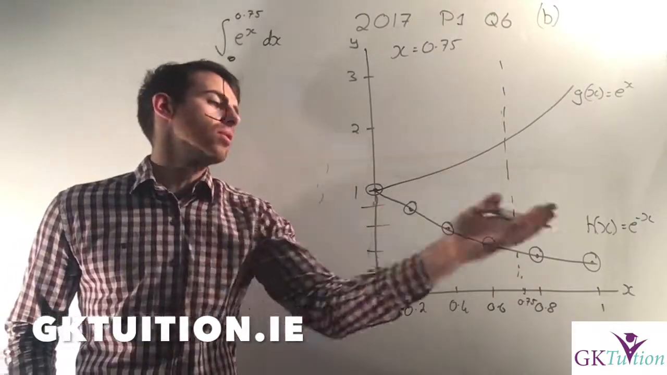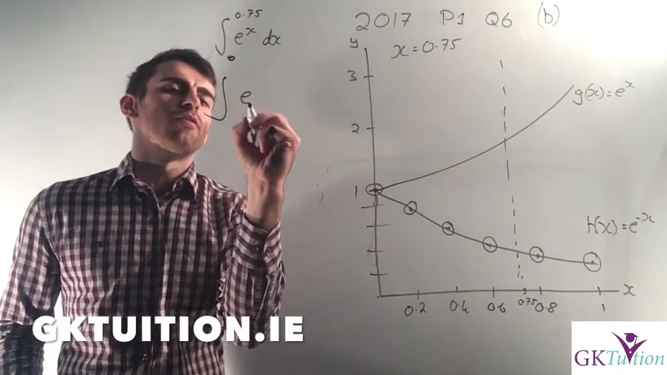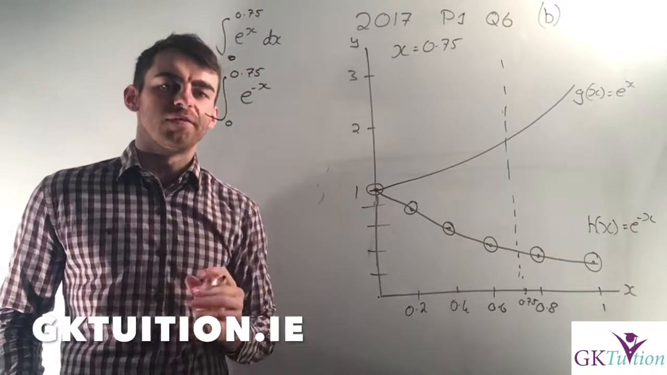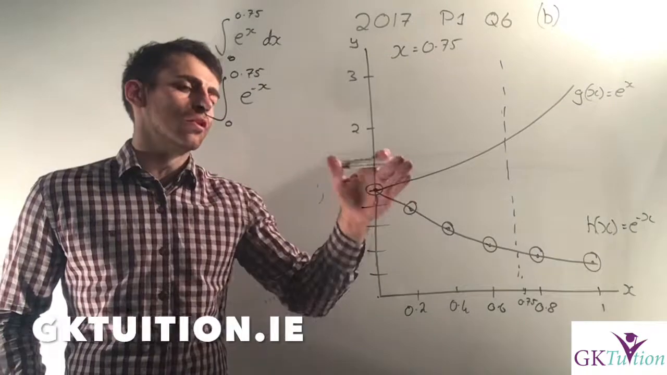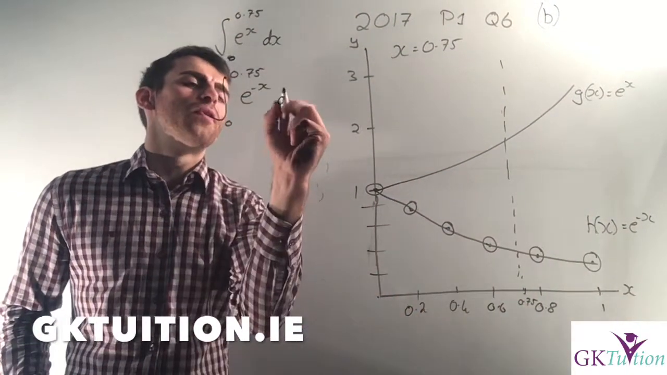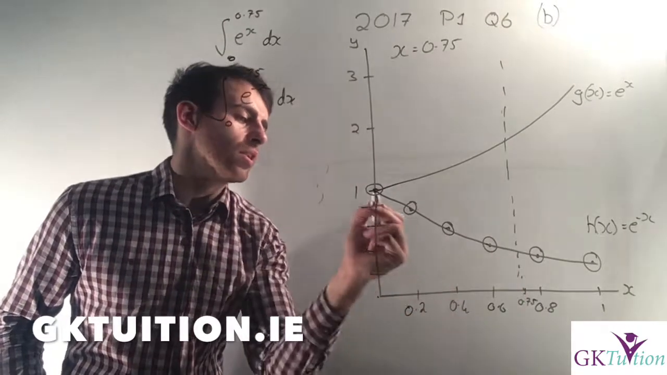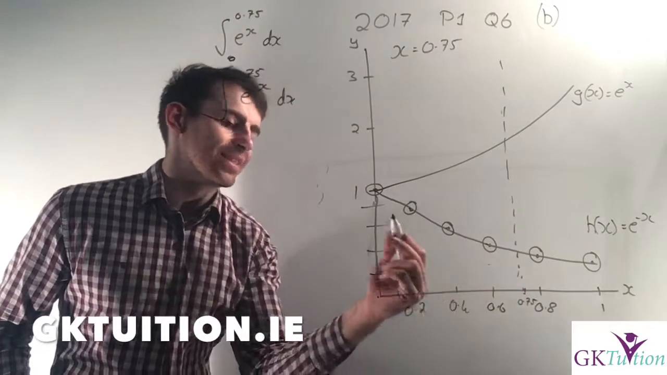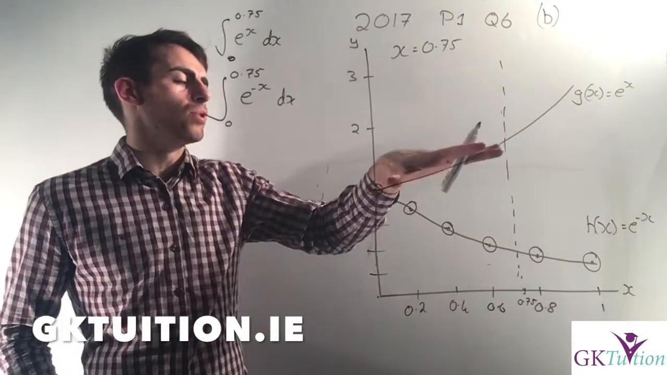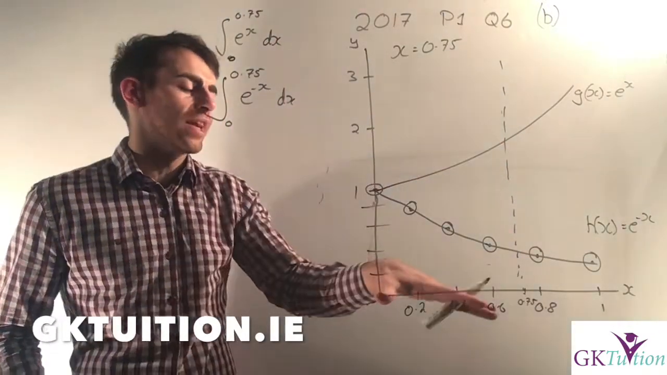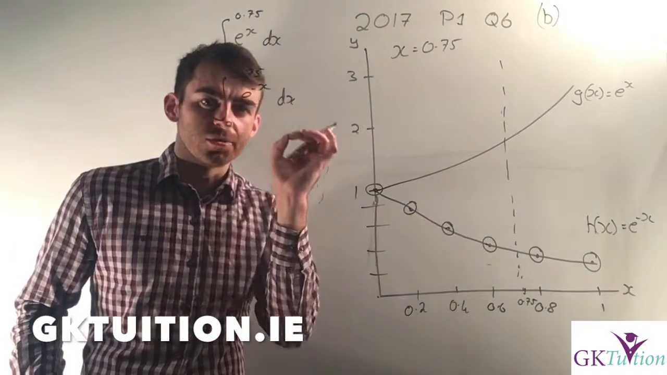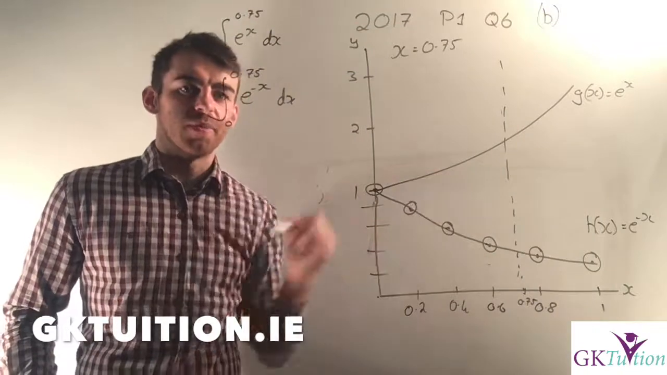So if I get the integral, remember h of x is e to the power of minus x. If I use the same limits, 0.75 to 0, the integral of h of x from 0 to 0.75 will tell me the area between the lower curve and the x-axis, so it's this section here. So the first thing I do is get the area between the higher curve and the x-axis, then I get the area between the lower curve and the x-axis. If I just subtract my two answers, I'll be left with the bit in the middle.